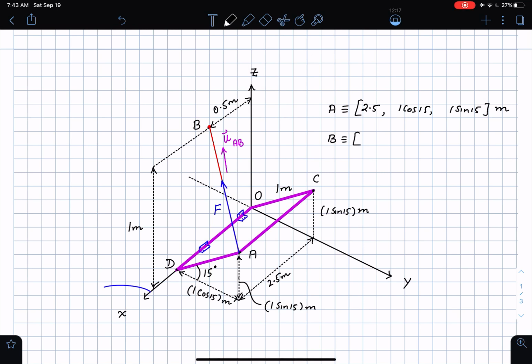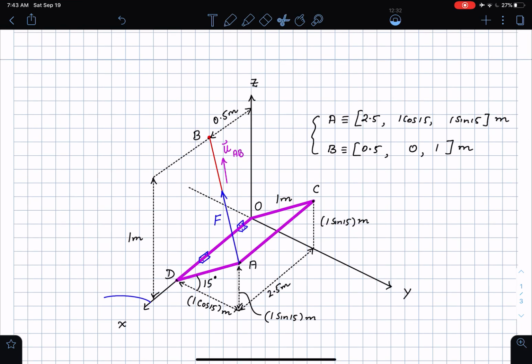What are the coordinates of the point B? Now B is at a distance of 0.5 meters along the x-axis. It's on the xy plane, and then a distance of 1 meter along the y-axis. So if I have these two, then all I have to do is the following.